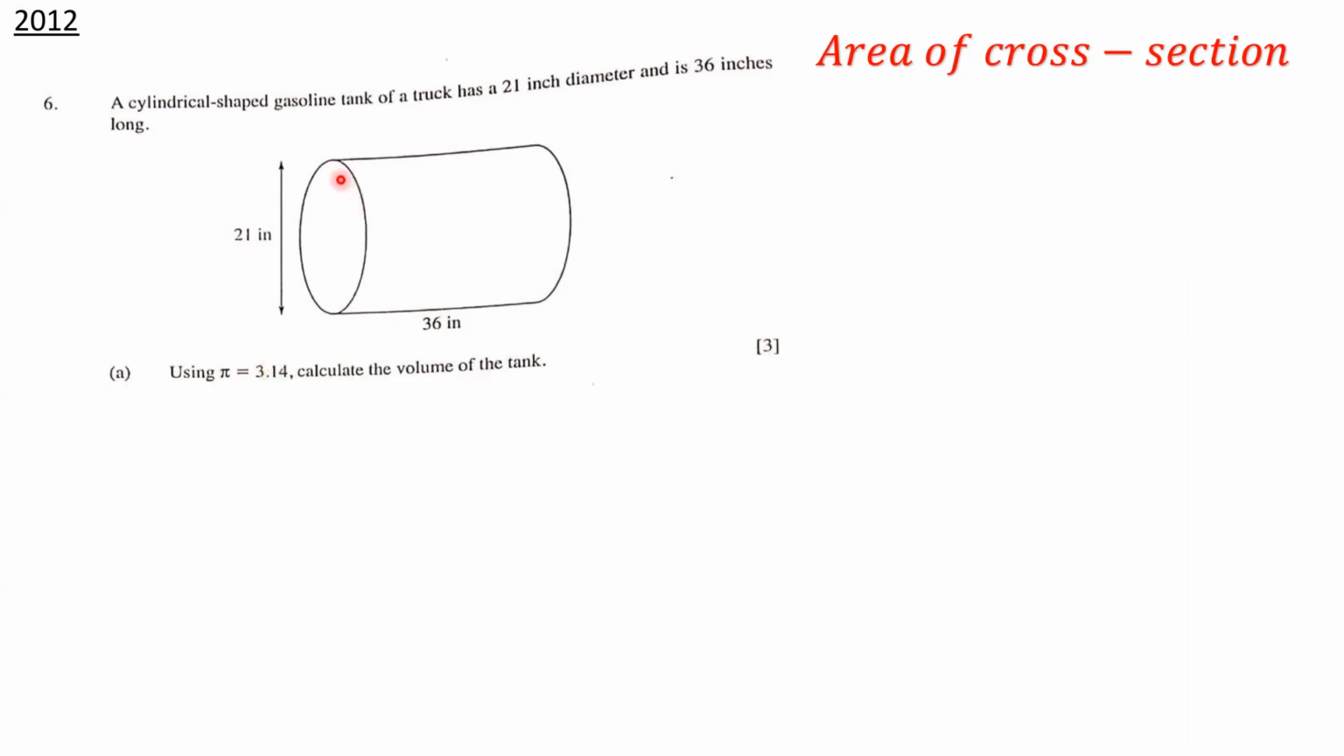Now, what is the area of the cross section? Well, the area of the cross section is going to be pi r squared, and that's because we're trying to find the area of the circle, right? The area of the cross section. Okay, so let's multiply. We know that pi is 3.14. What's going to be the radius? Well, the radius is going to be 21 divided by 2, which is 10.5. So that means that we have 3.14 times 10.5 squared, right?